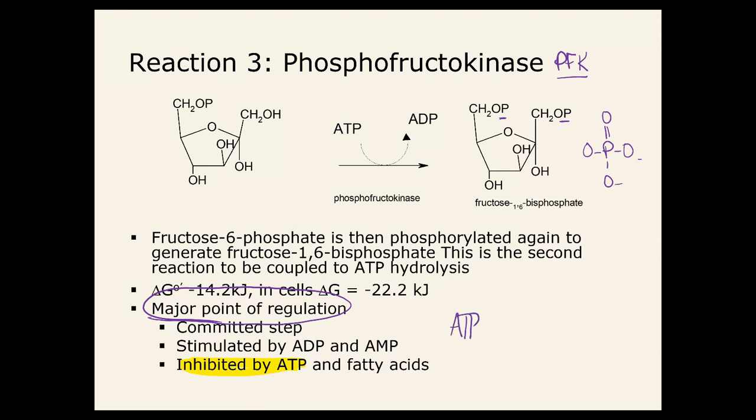If I look at my equation, if I have high amounts of ATP, then that's going to shut this down. If I have high amounts of ADP, that means I don't have as much ATP, right? And what's that going to do? It's going to stimulate this enzyme to go forward because you're going to need ATP. So too much ADP, this guy, means you don't have enough ATP.